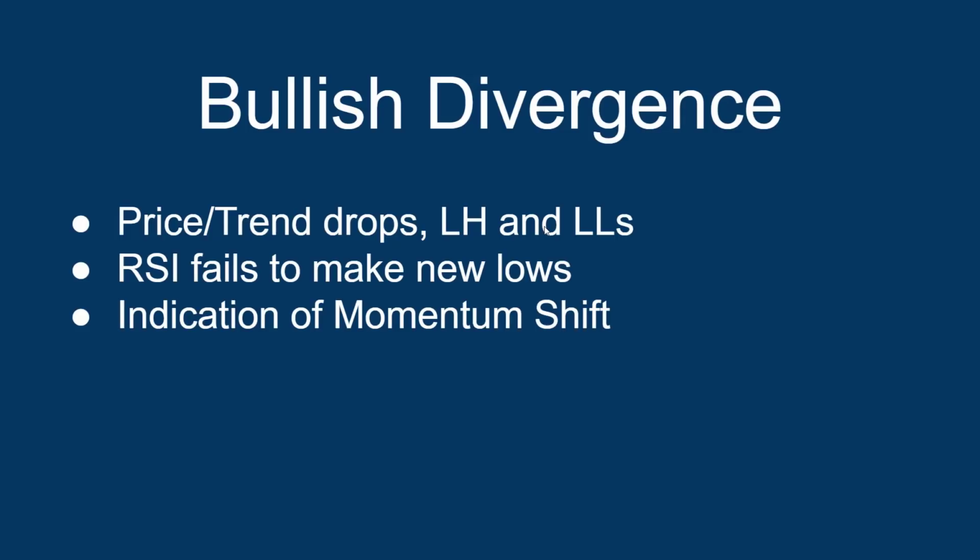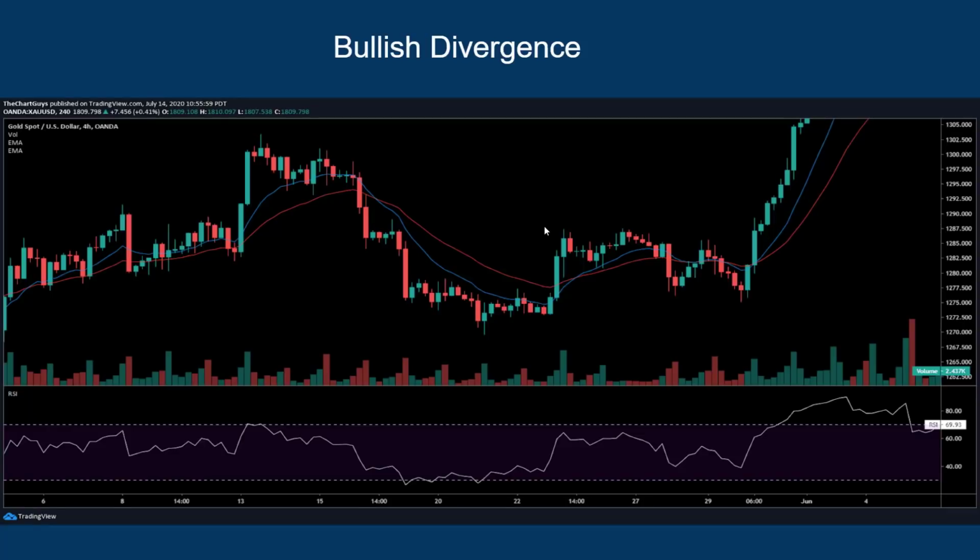Bullish divergence, on the other hand, is basically the complete inverse of bearish divergence. In this case, we have price or trend that is dropping. We're setting lower highs and consistent lower lows. We are trending to the downside. And the divergence occurs when the RSI fails to make new lows while the price is making new lows. That divergence, where the RSI is starting to climb and our price continues to drop, is an indication of a momentum shift. Now we can see that occur here on this chart with our bullish divergence.